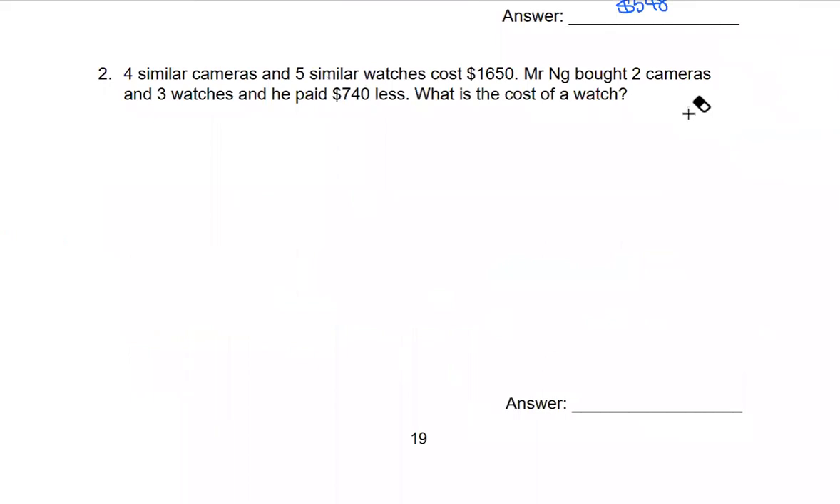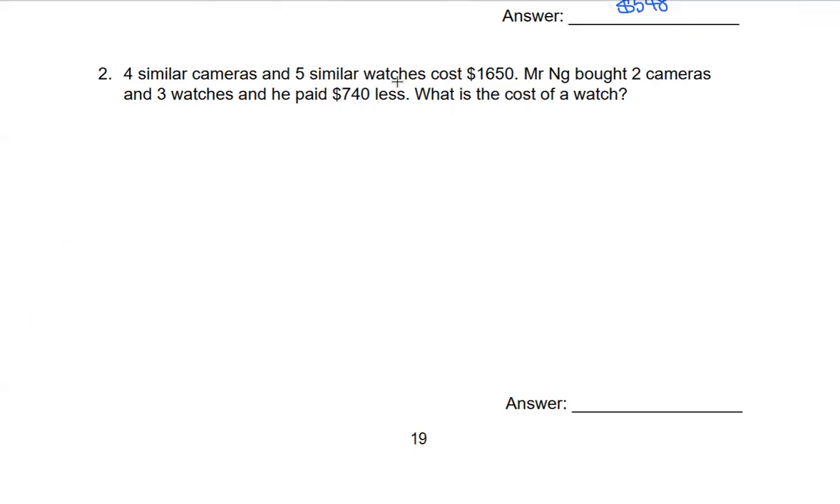Four similar cameras and 5 similar watches cost $1,650. Mr. Ng bought 2 cameras and 3 watches, and he paid $740 less. What is the cost of a watch? Now, how do I represent this in a pictorial form, or in a different form? The first challenge is not to solve it, but to represent the question in a different form. Can I use model drawing? I will find it a little difficult because I have no comparison between the camera and the watch.